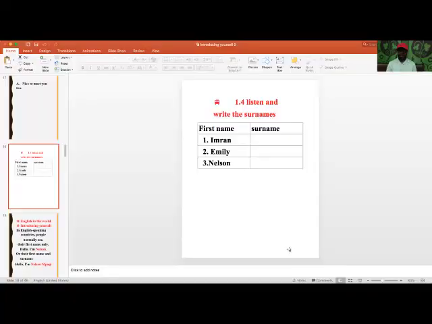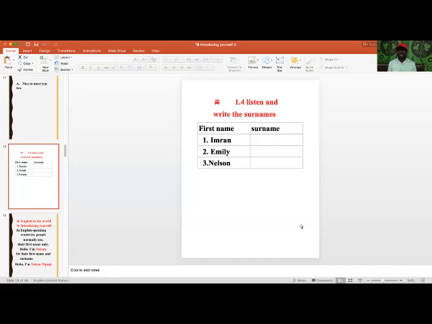I'm going to play a recording for you, and you are going to fill in the blank spaces. We have 1.4. Listen and write the surnames.